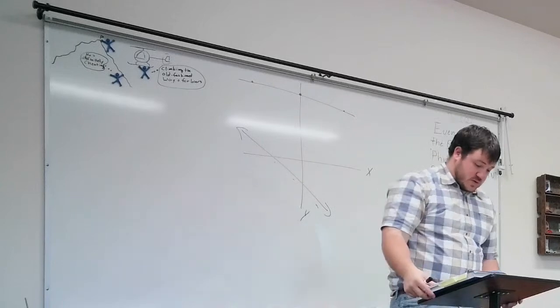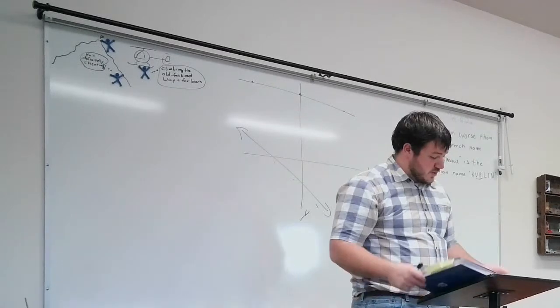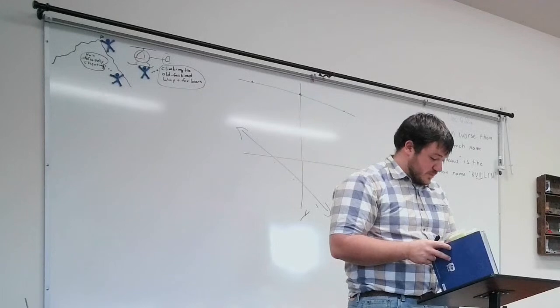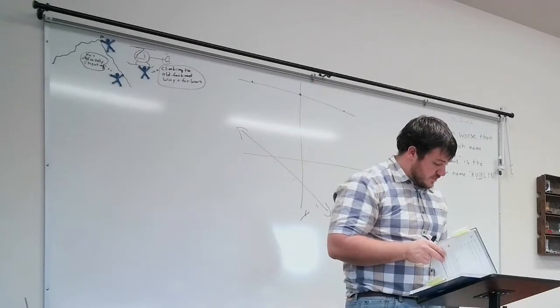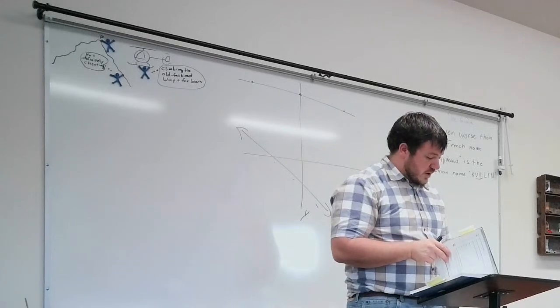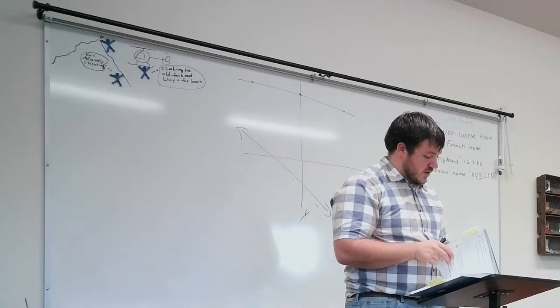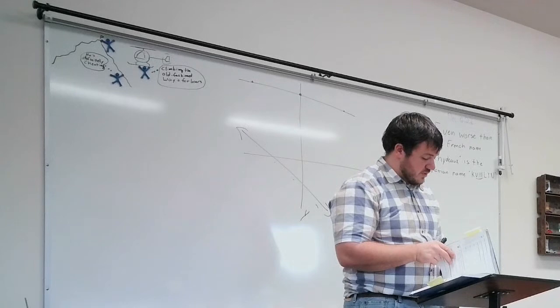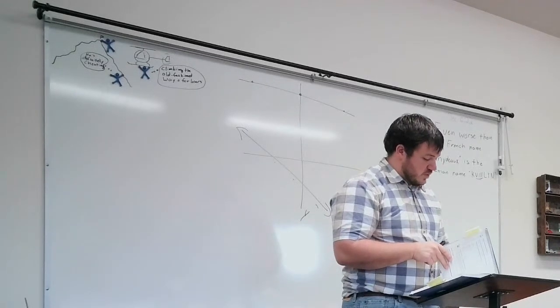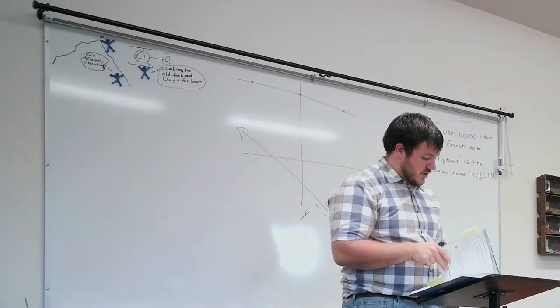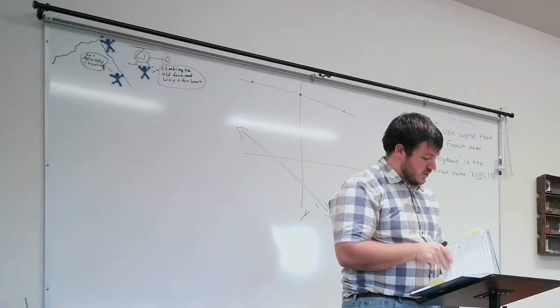36, 3x cubed plus 12x plus 15. 37, 8x cubed minus 5x squared plus 29x plus 12. And 38, 2y to the fourth minus 9y cubed minus 18y squared plus 30y minus 8.